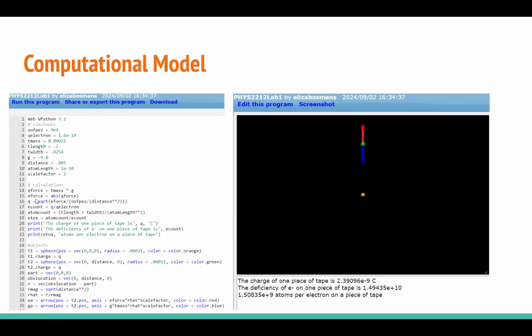And then these are the rest of the calculations that we had here to calculate the atom length, or sorry, the atom count and the other distribution. And then this is just coding these arrows and spheres. And we use the location here. We use this standard distance that we had measured before between the two tapes. And then we used the other constants up here as well to map that.